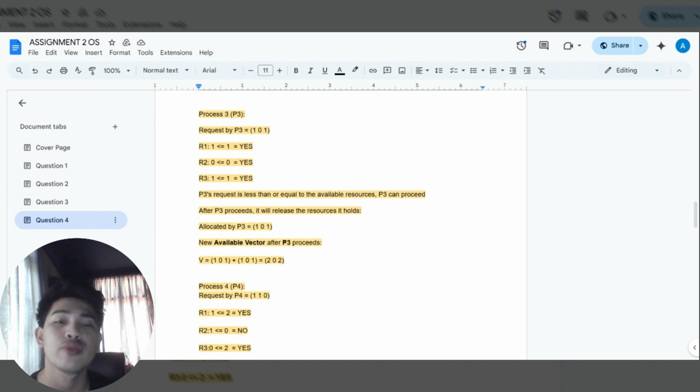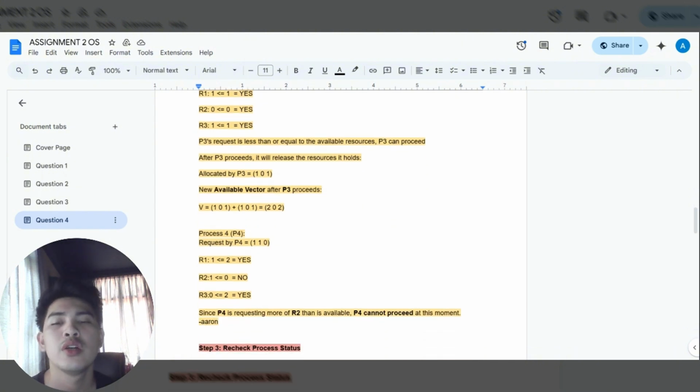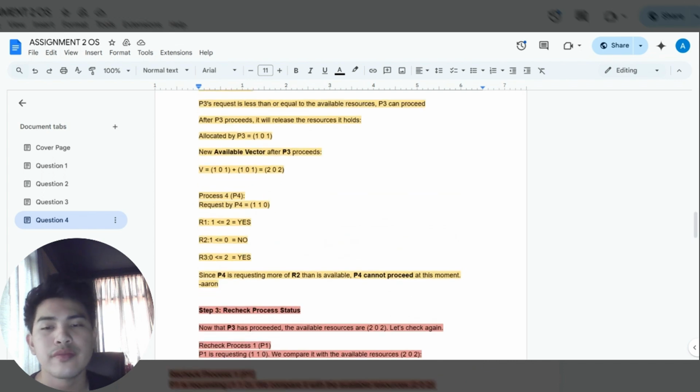So P3 can proceed. We always have to remember that after a process has been done, it will release the current resources it holds, whether they are devices, vectors, or resources. In this example, the allocated vector of P3 is 101. You add that 101 to the previous remaining vector, which is also 101, leading to the current remaining vector of 202. So we move on to process 4.